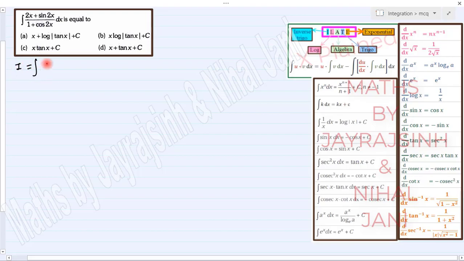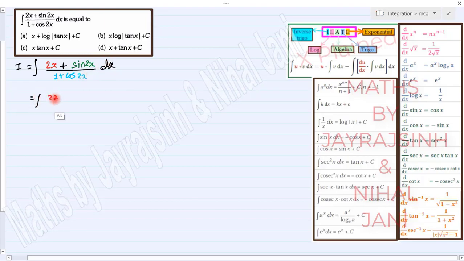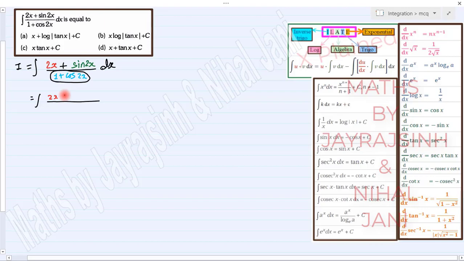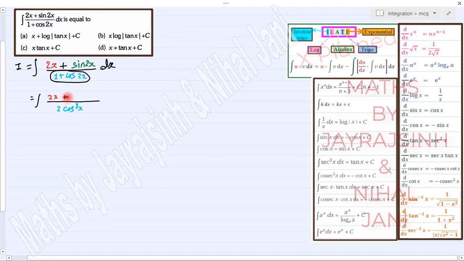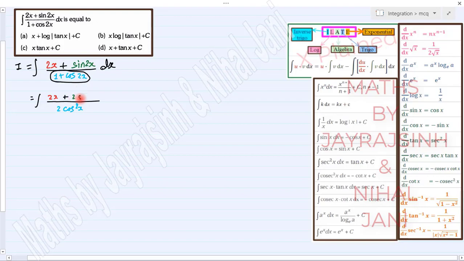Here we have to integrate (2x plus sin 2x) upon (1 plus cos 2x). Here 2x will be as it is. Let's try to simplify our denominator. We have 1 plus cos 2x, which can be rewritten as 2 cos square x. So to maintain the same angle, we have to simplify sin 2x also. It can be simplified as 2 sin x cos x.